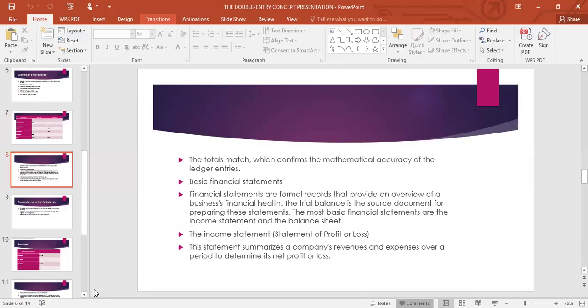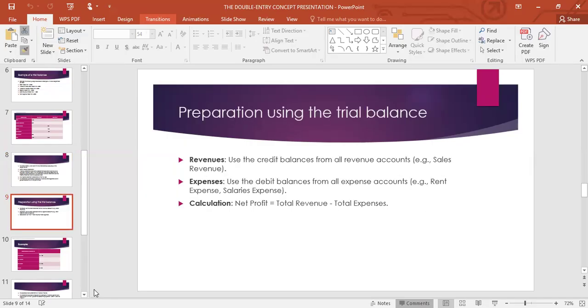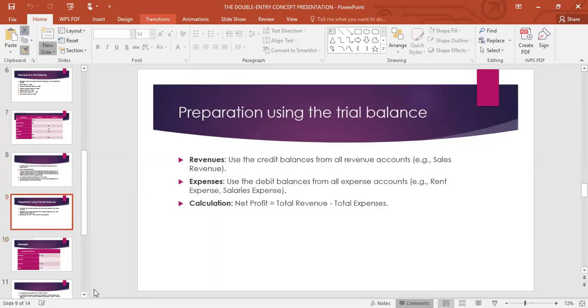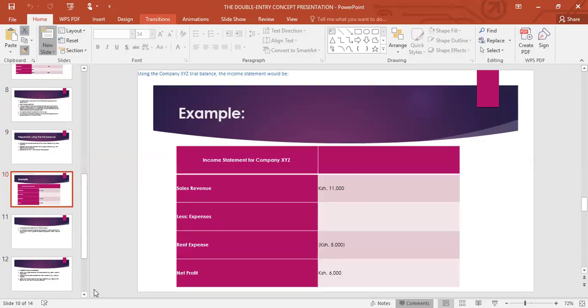Now, after we've done what we call a trial balance, the next step is that we are going to use the trial balance to create what we call an income statement. Are we together?